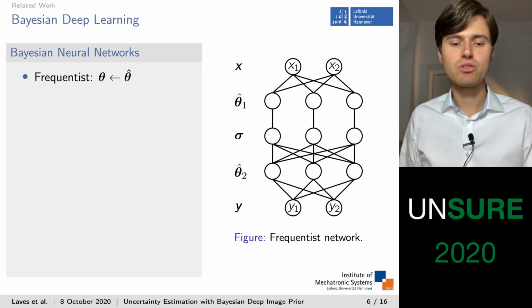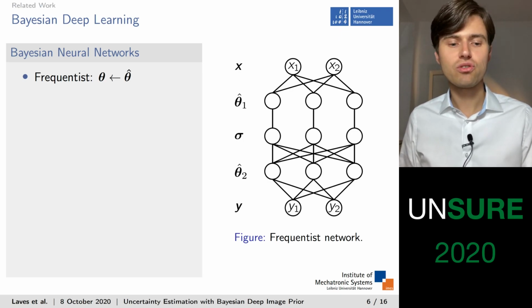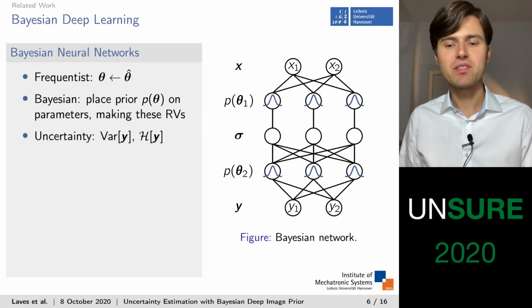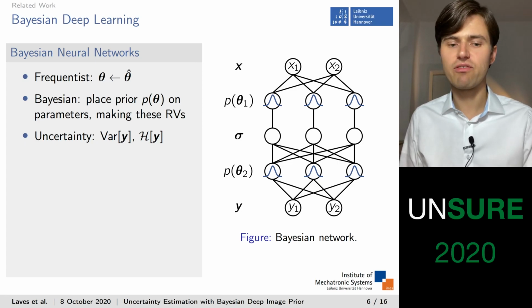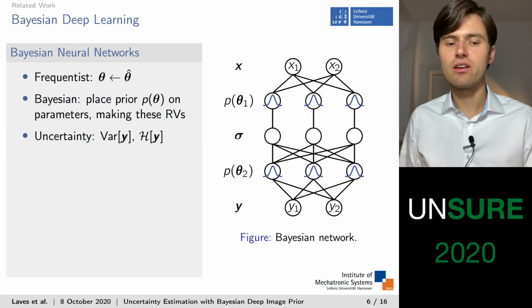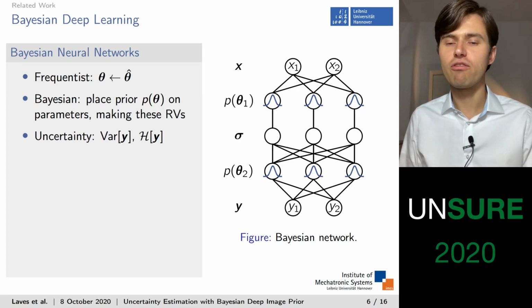Bayesian neural networks are able to quantify this reconstruction uncertainty. In the non-Bayesian approach, also called the frequentist approach, it is assumed that an optimal point estimate, theta hat, of the parameters of a network exists. The Bayesian approach, on the other hand, assumes that the parameters are also random variables that follow a prior distribution p of theta. This also makes the output y a random variable, and we are now able to reason about the uncertainty of the prediction using the predictive variance of y.